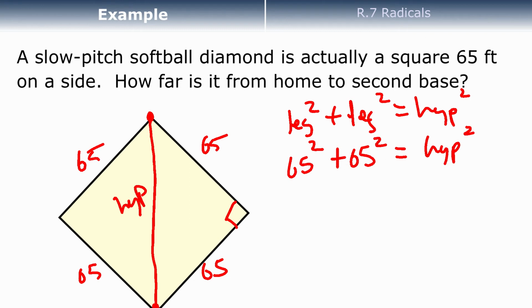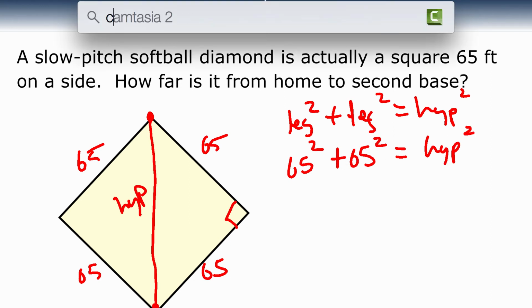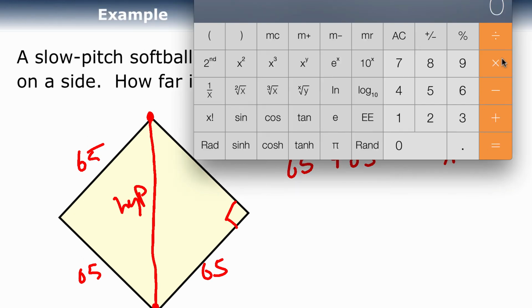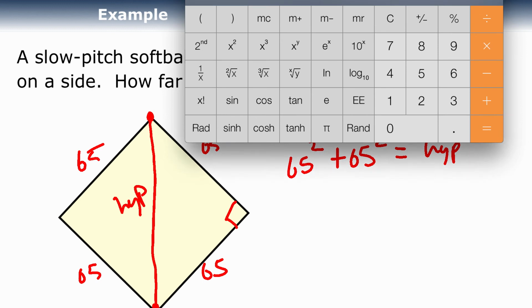Okay, I need to bring in my trusty calculator here just a sec. Okay, so 65 squared. Okay, let me clear that. So 65 squared is 4225, and I have two of those, right? So let's just times that by 2. So I have 8450, and now I have to take the square root of that, which is this button.